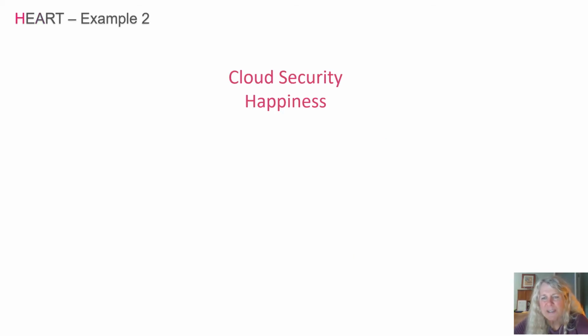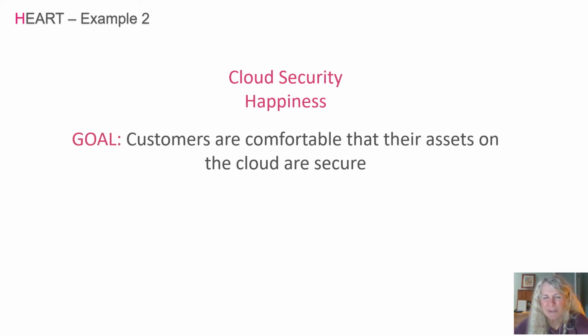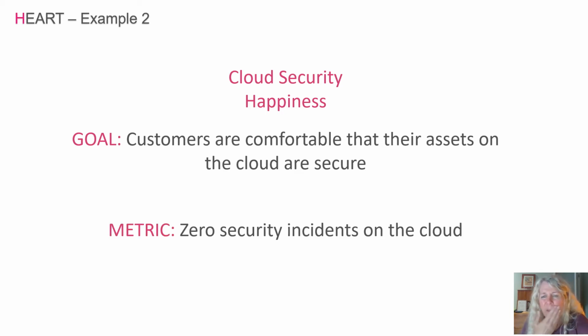So our second example is going to be on happiness. So we're going to use cloud security. And this example is quite a bit different because we actually have some reasons for why our trend is looking like it is, but we want to actually understand how to keep it the way it is. So our goal here is customers are comfortable that their assets on the cloud are secure, so they're happy because they know they're secure. And the metric we have here is that there's 0 security incidents on the cloud. All right, sounds pretty straightforward.